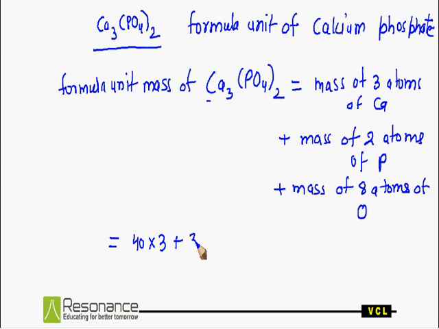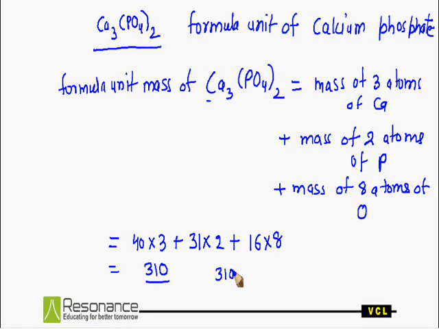As we know, the mass of phosphorus is 31. Here 2 atoms of phosphorus are present, so we can write 31 into 2, plus the mass of one oxygen atom is 16, and we multiply it by 8 because 8 atoms of oxygen are present in calcium phosphate, and it will be 310. If we write 310, then this is the relative formula mass of calcium phosphate.